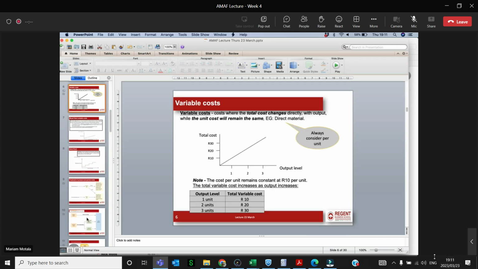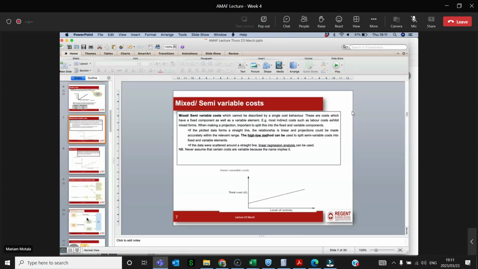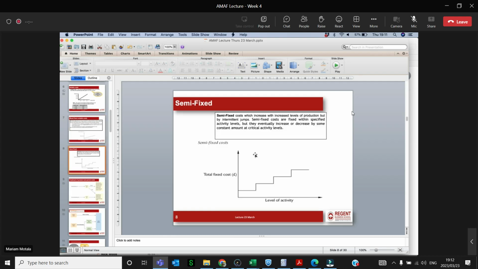Now, your variable cost at the end of the day will vary as your volume changes. Your semi-variable or mixed cost will have a fixed element and then a variable component. This is the one that we generally end up splitting, utilizing high-low and regression analysis.